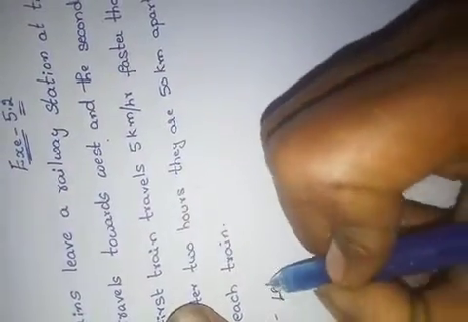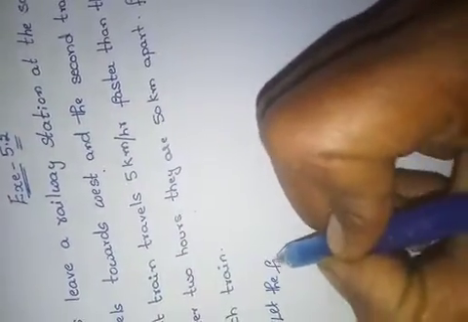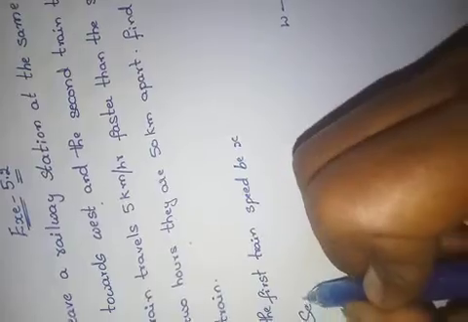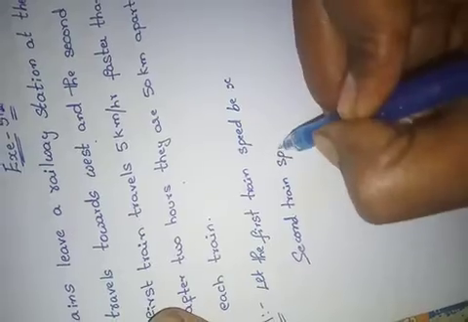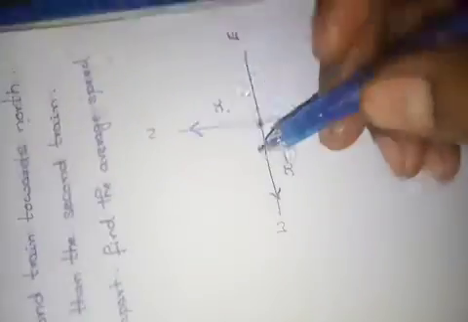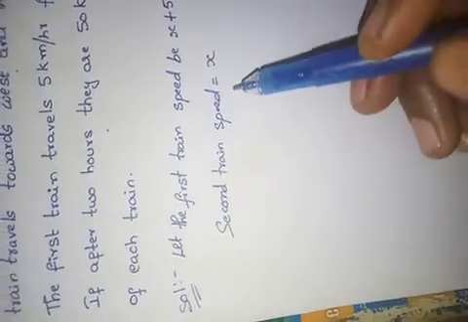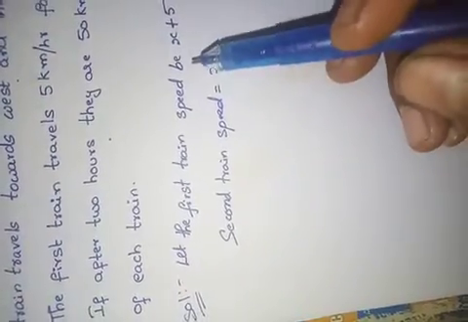here I am writing, let the first train speed be x. Second train speed equals what? Second train I have taken as x, no? The first train is 5 kilometers per hour faster than the second. So it becomes x plus 5. Did you understand? I am taking the second train speed as x. Then the first train speed becomes x plus 5.